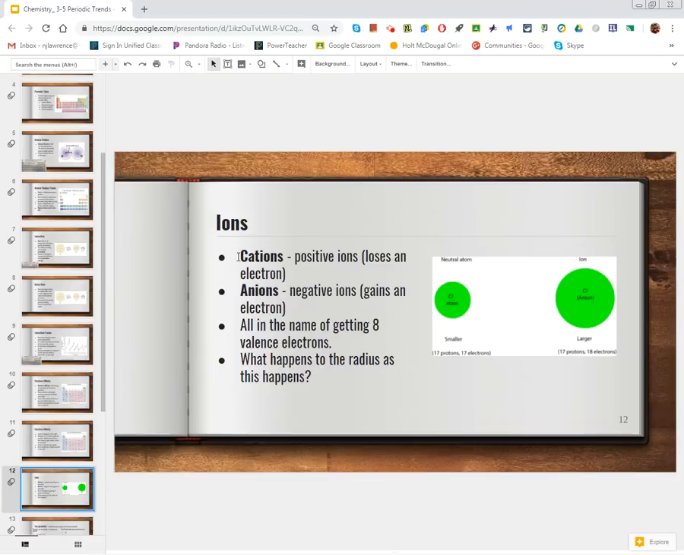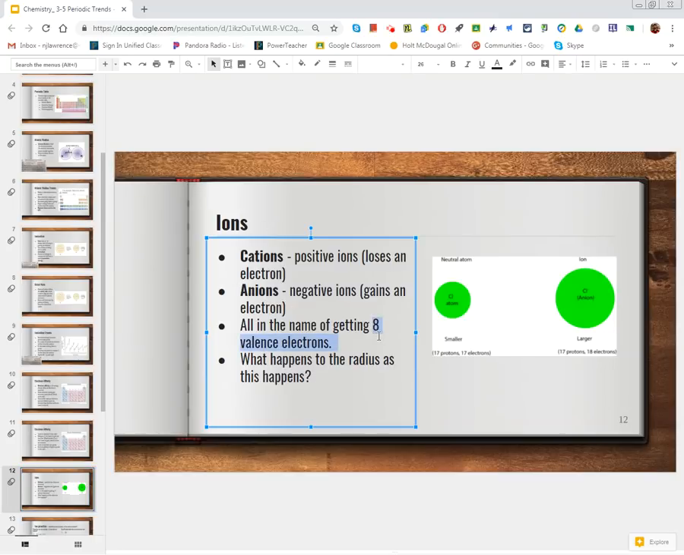So again, something's a cation if it has a positive charge. How did it get to a positive charge? Well, it lost an electron. Anions are things with a negative charge. How did they become an anion? Because they stole an electron. Again, these will form based on the octet rule. Do things have to gain an electron to have 8 valence electrons, or do they lose an electron to have 8 valence electrons? And again, the 8 valence electron configuration is called the octet rule.